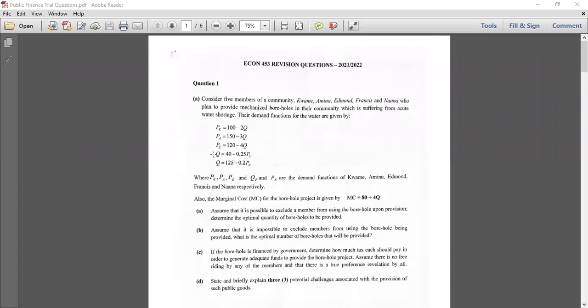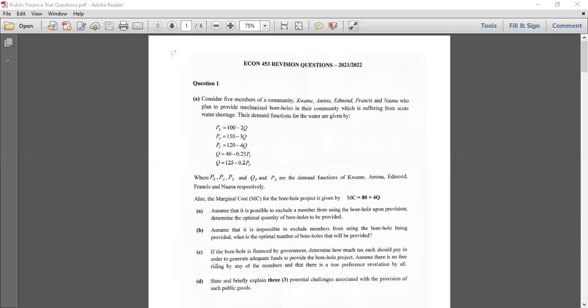So these are the various demands by the various individuals, okay? So we have one for K, that is Kwame, Amina, Edmond, Francis, Nana, and the marginal cost of production is 80 plus 4Q. So the first question is saying that assuming that we can produce this good as a private good. So if we can prevent people from consuming the borehole, then it means that the good is a private good. So if the good is a private good, then what is the quantity of borehole that can be provided?